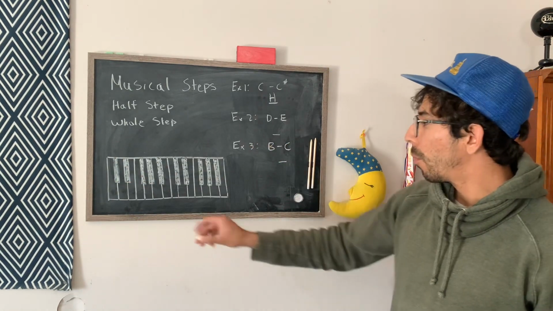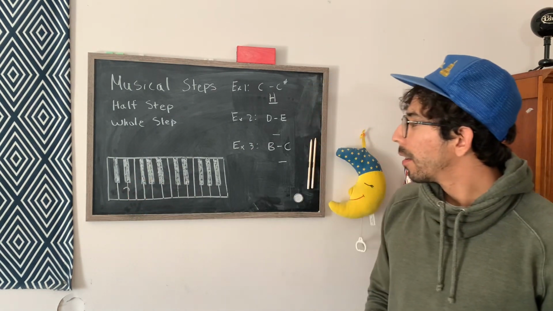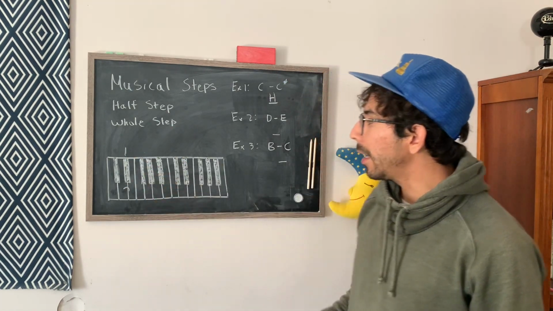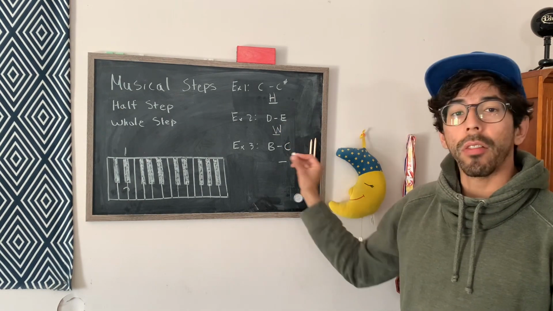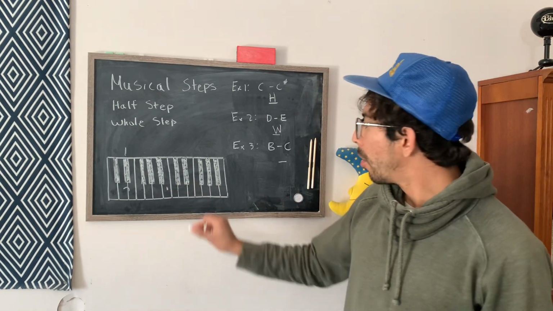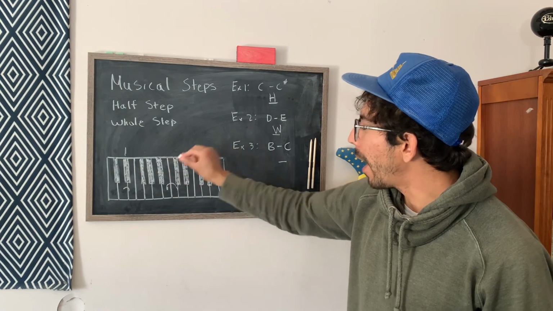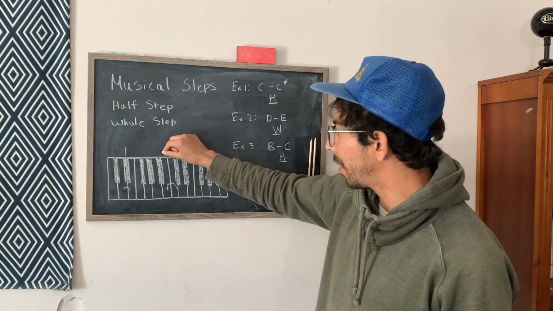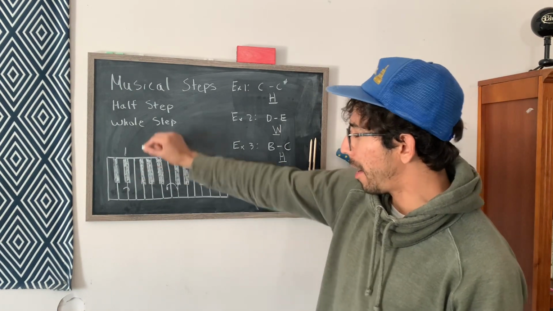In our second example, we're starting at D and we're going over to E. I'm skipping over D sharp and going to E, which makes it a whole step. And then for the last example, if I'm starting at B right here and going over to C, that is the key right next to it, so that would be a half step, because there's no black key in between. So that's where it gets a little tricky, in between B and C and E and F.